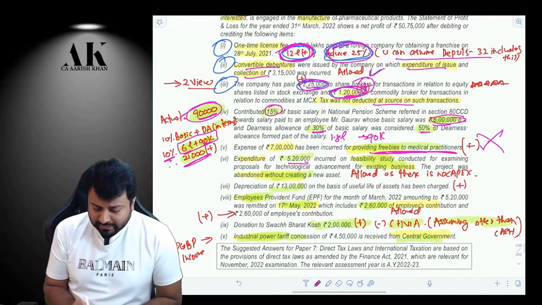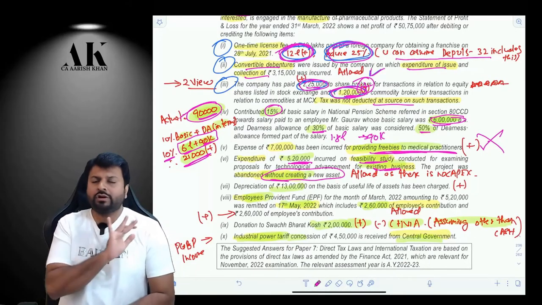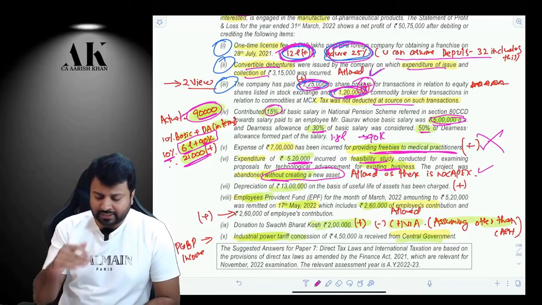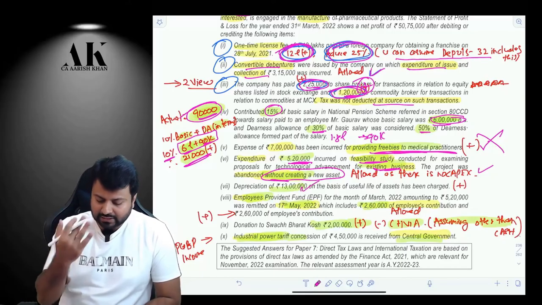Then you are incurring some expenses as a feasibility study on your existing business without creating any asset. You are not creating any asset. Therefore, it will be allowed as an expenditure because it is not a capital expenditure. Depreciation will be added back.